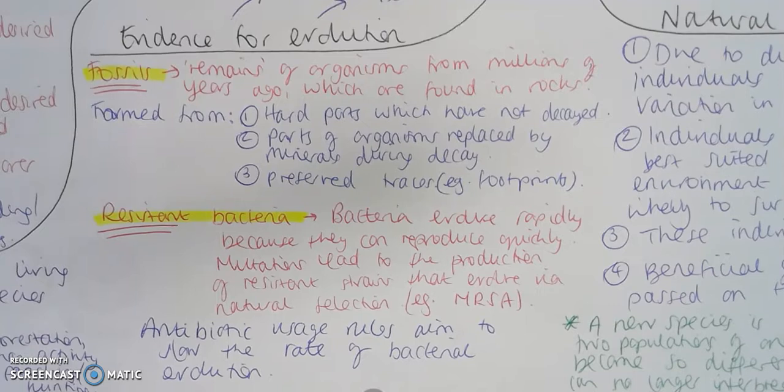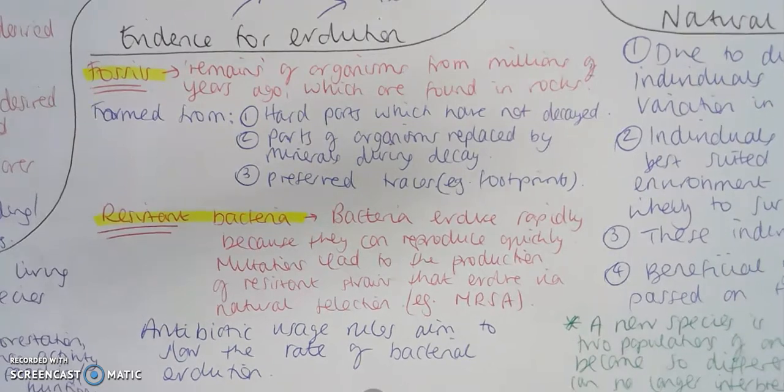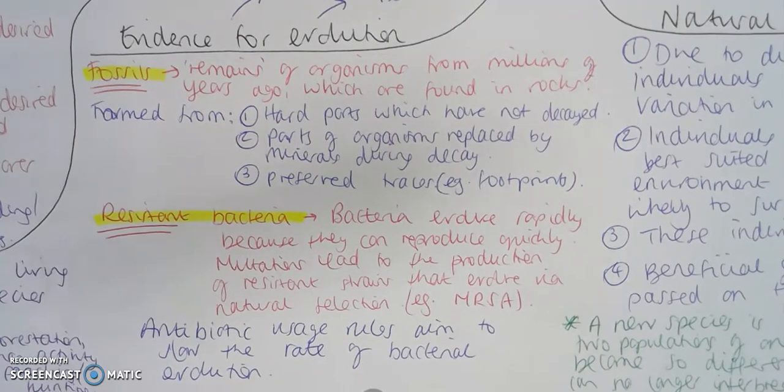So, the way we're trying to combat this at the minute, because it is a massive problem that the healthcare industry faces, is by controlling the use of antibiotics and making sure that we only use them for bacterial infections, only use them if they're really required, and make sure we complete the full course and things like that. Those rules will help us to slow the rate of bacterial evolution.